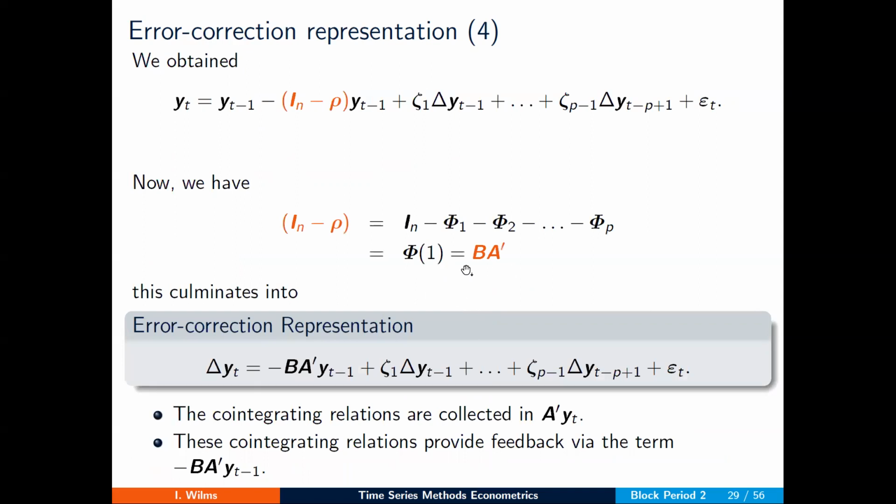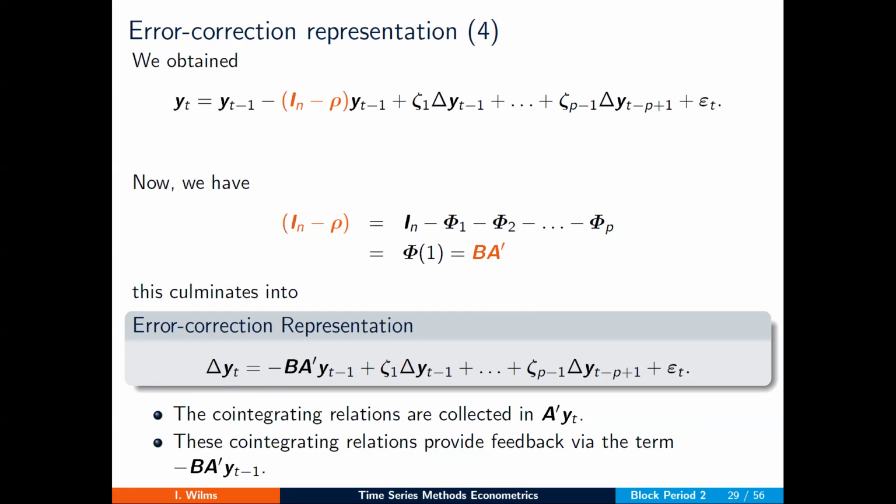So if I plug this now into the expression at the top of the slide, and I bring my lagged y to the left-hand side, I arrive here at the error correcting representation that expresses my co-integrating system in terms of a set of equations now for the series in differences.